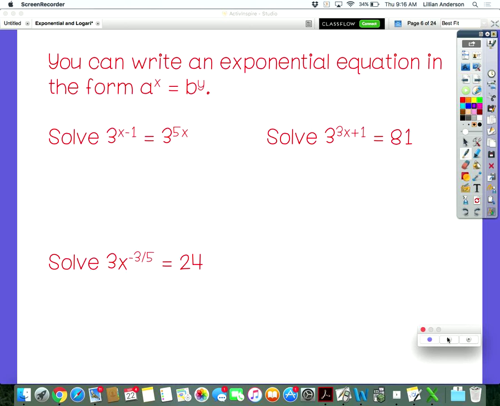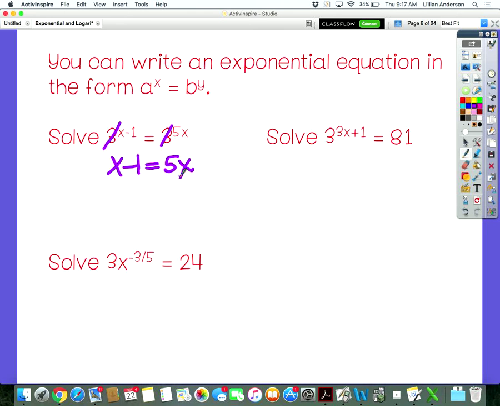All right, so you have to solve 3 to the x minus 1 equals 3 to the 5x. Again, one of the easiest ways to solve this without using your calculator is make sure that the bases are the same, because if they are the same, like in this example, you can just get rid of them and set the exponents equal to each other and solve. So subtract over x, divide by 4, and x is negative 1/4.